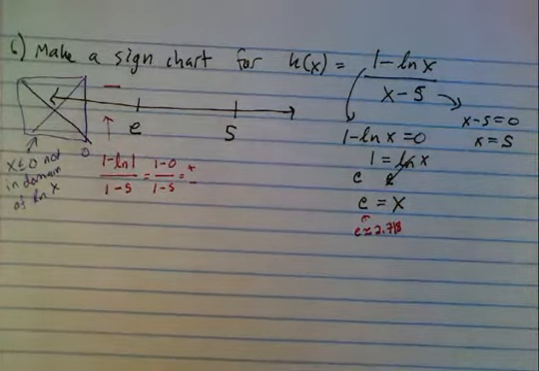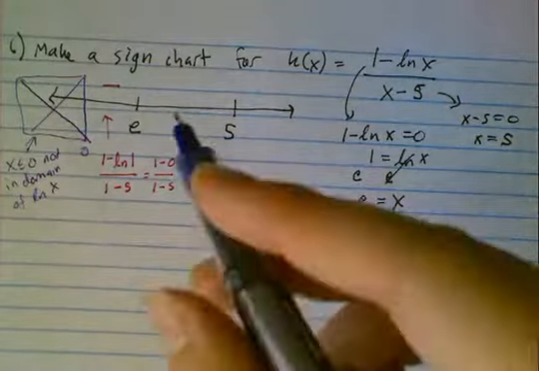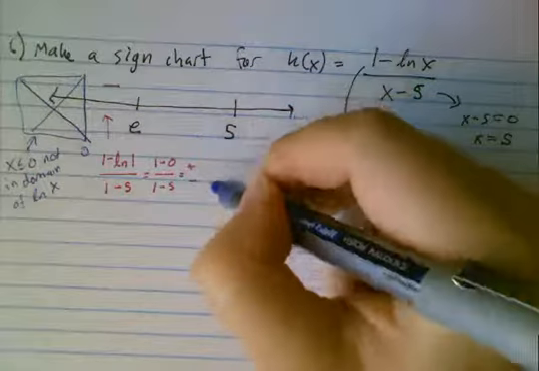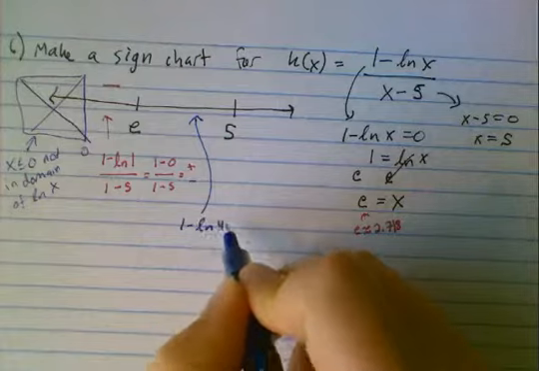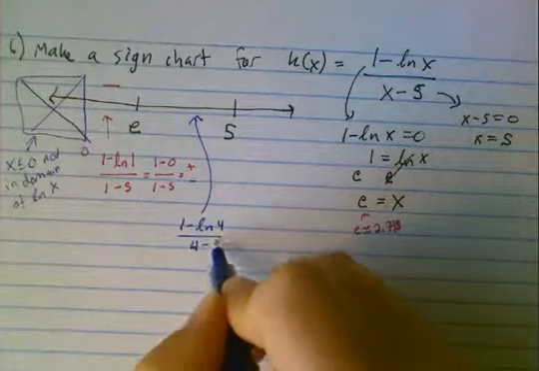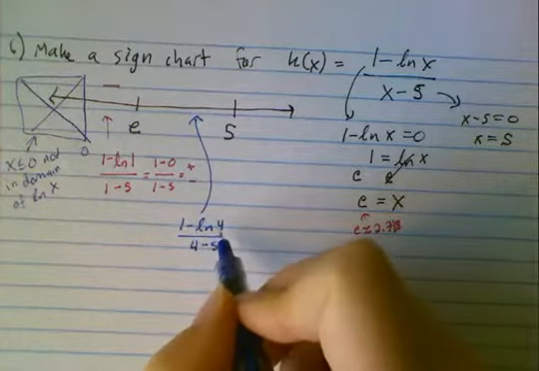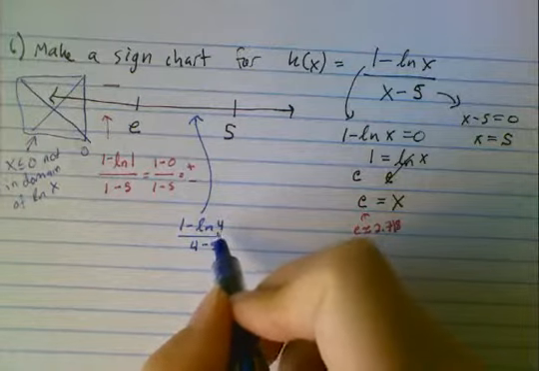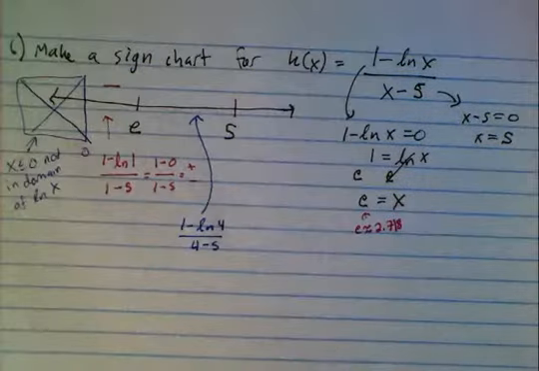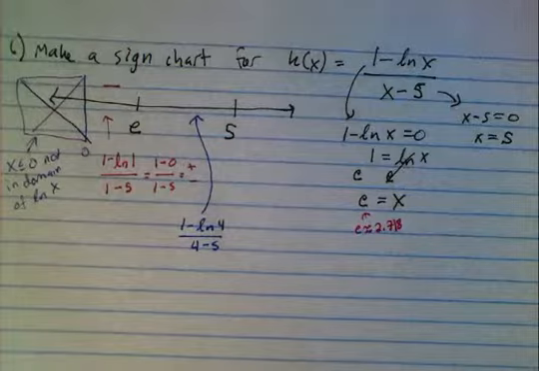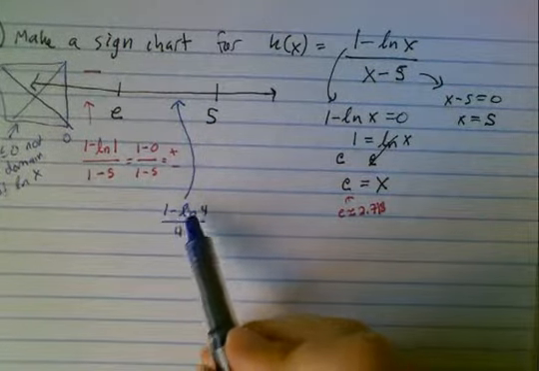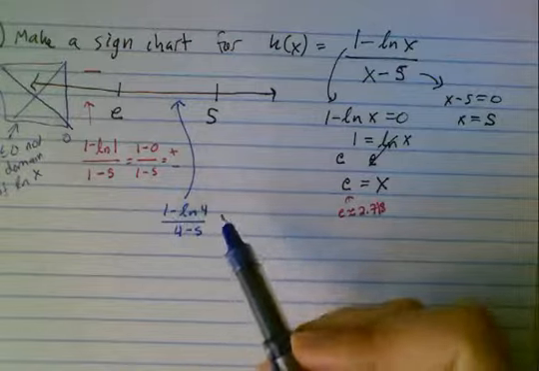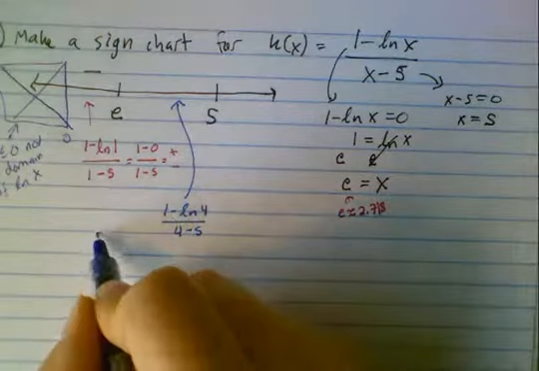For this part in the middle, we're looking at some number bigger than 2.7 but smaller than 5. So let's just play it safe. Let's go for 4 here. So 1 minus the natural log of 4 over 4 minus 5. A natural log of a number greater than 1 is positive. But the thing is that it's a little tricky to figure out exactly, is this positive number going to be bigger or smaller than 1? Because that makes a difference in terms of if this is positive or negative. So we've got a little separate question over here.